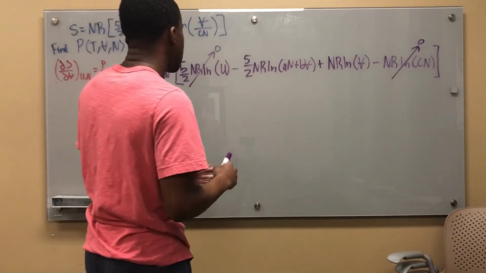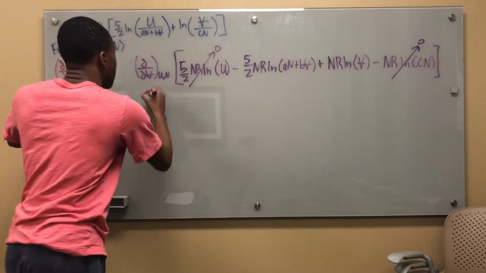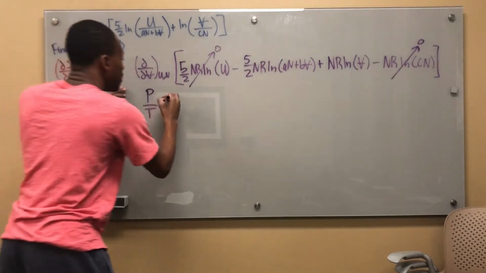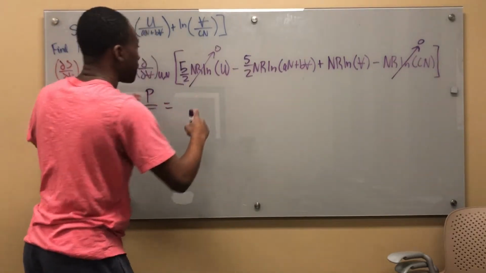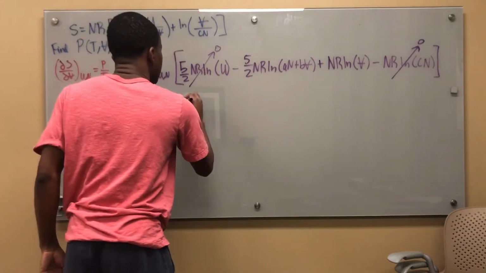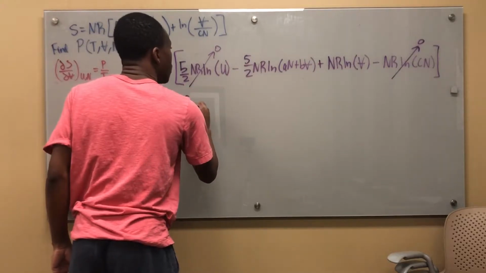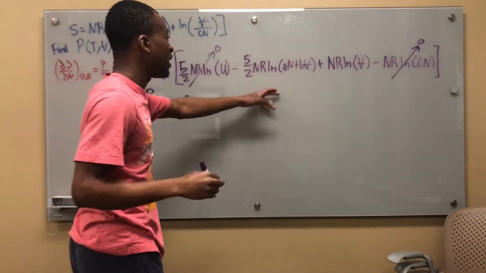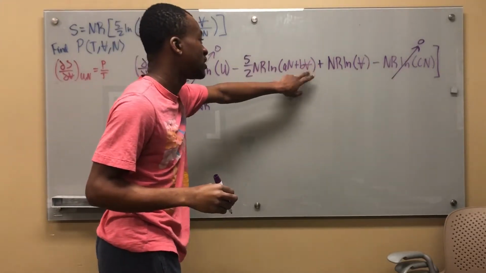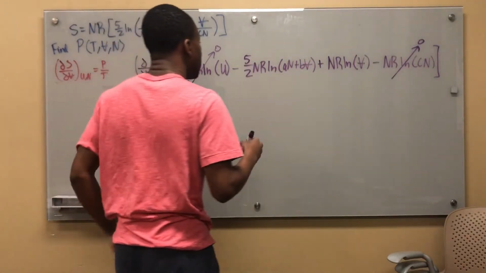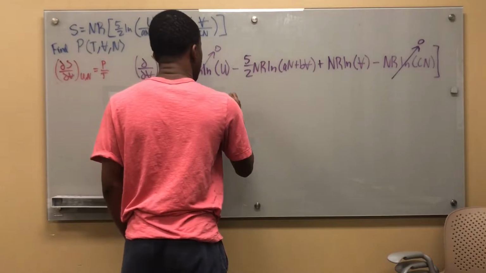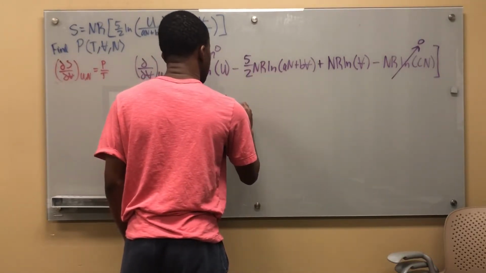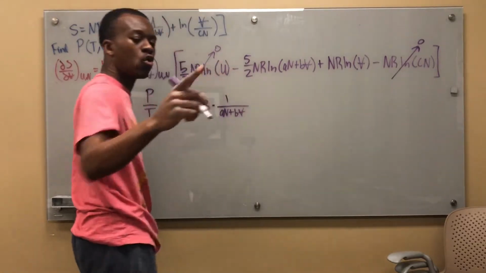Cool, let's differentiate this with respect to v. So I'm gonna go ahead and say that p over t, because this is equal to p over t, is equal to, let's differentiate this. I can pull out 5 over 2 nr. The differential of ln, I can't just cross that out. That's a v right there, right? So the differential of ln is going to be 1 over an plus bv, right? Cool.